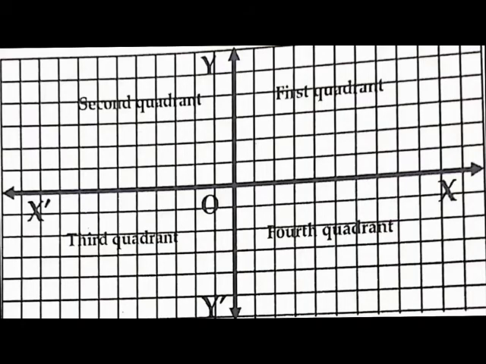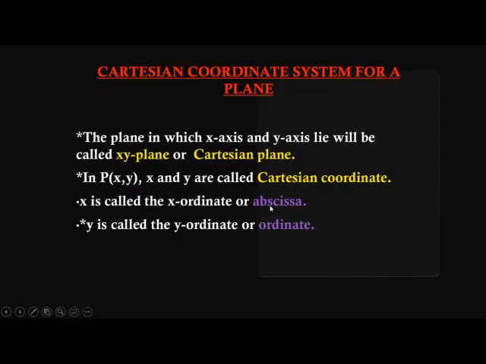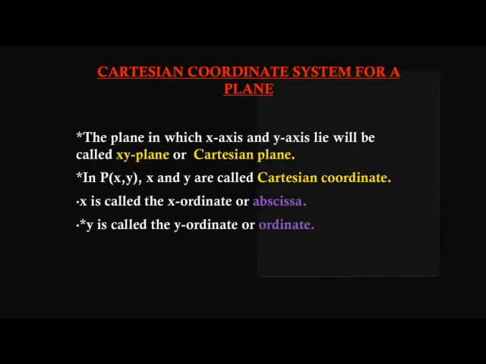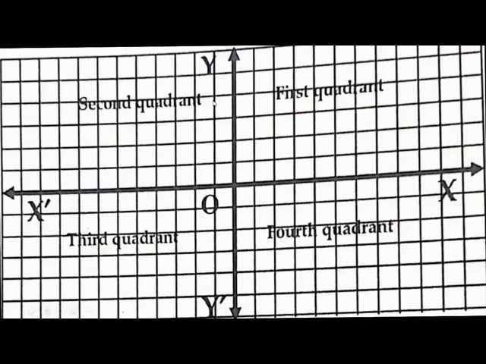So this is the picture of a Cartesian plane. Here you can see two axes, the x-axis and the y-axis, and x is called the abscissa, and y is called the y ordinate or the ordinate. In this Cartesian coordinate system, you can see that this is the Cartesian plane, or you can call it the xy plane as well, because there are two axes, the x-axis and y-axis.